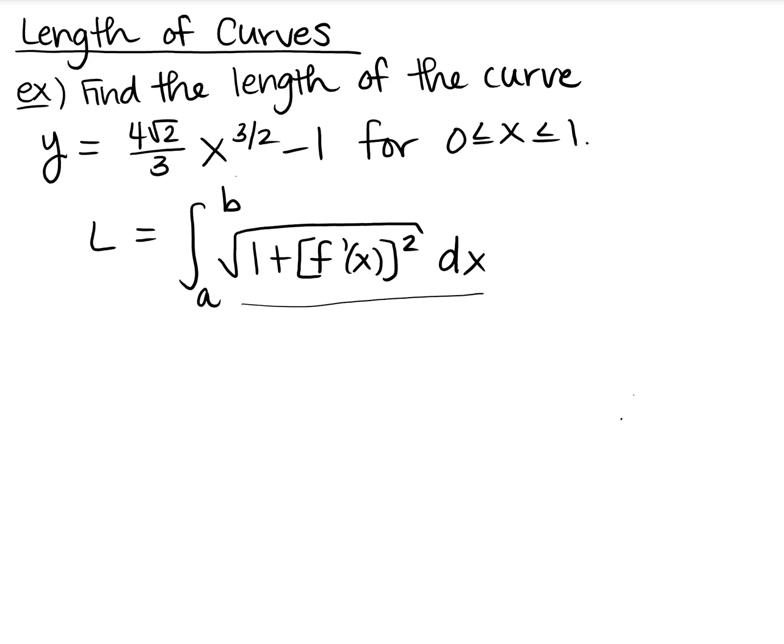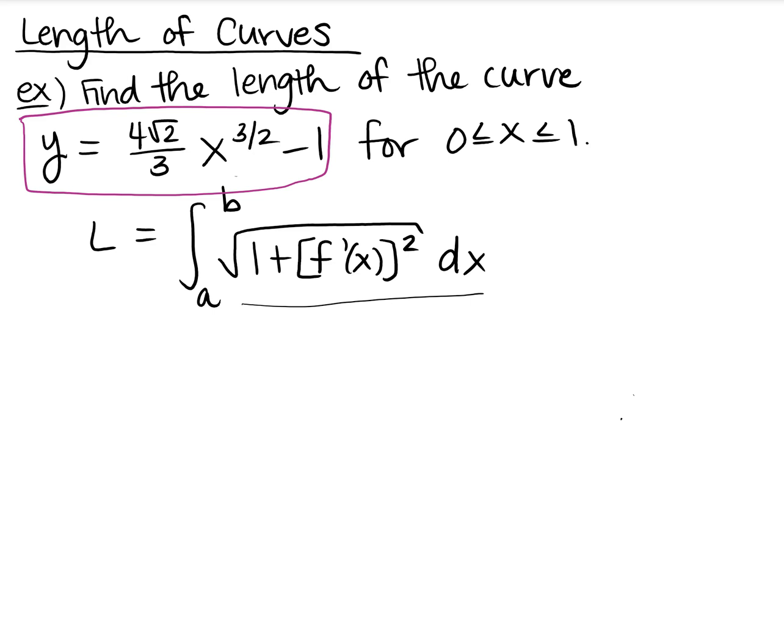So in this case, let's look at this. This is kind of a funny looking function I have right here. y equals 4 square root of 2 divided by 3 times x to the 3 halves minus 1. We'll look at the graph of that here in a moment, but let's just do the calculus with this. I don't actually have to have the graph to evaluate its integral.